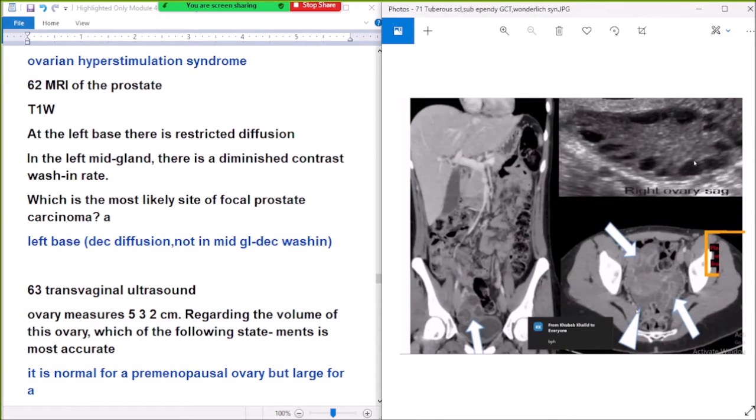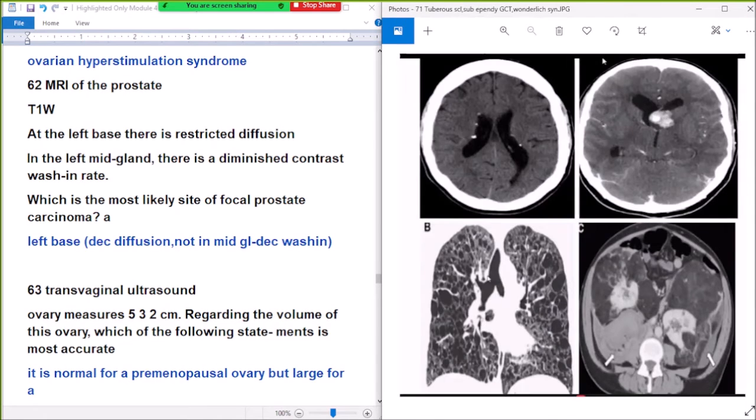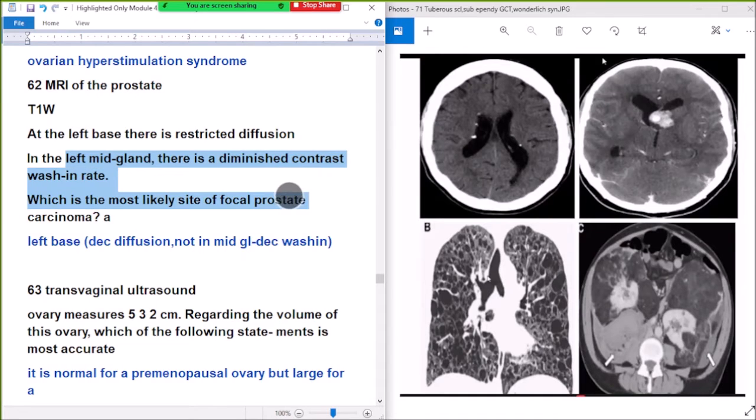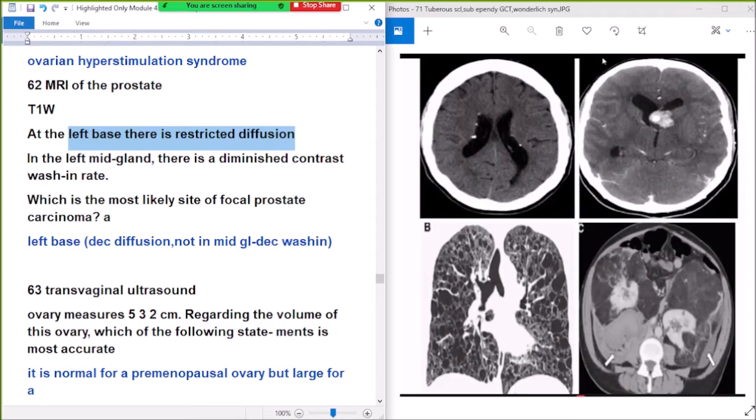62. MRI of the prostate. At the left base there is restricted diffusion, and in the left mid-gland there is diminished contrast enhancement. The most likely focal prostate carcinoma is in the left base. Decreased diffusion, not in the mid-gland. Now in the left base there is restricted diffusion of the prostate gland, so the carcinoma is in the left base.